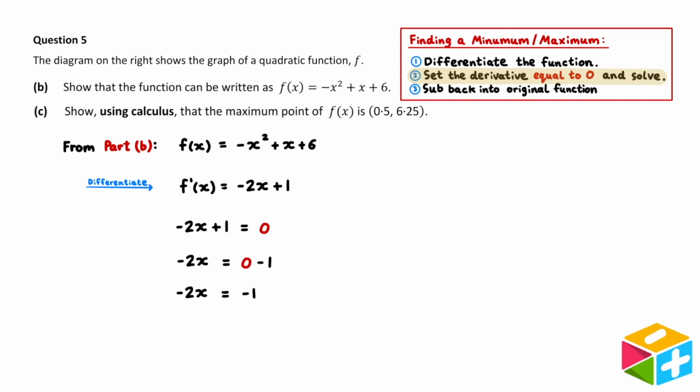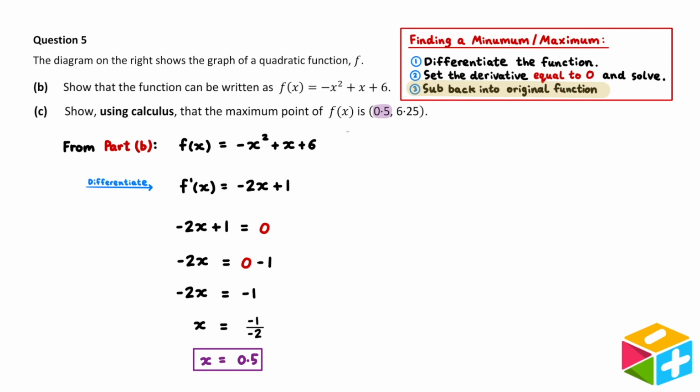The minus 2 in front of the x represents multiplication, so to get rid of it, we should do the opposite. We should divide both sides by minus 2. Calculating our right-hand side, we get our answer that x is equal to 0.5. We've now found the correct x-coordinate for our point.